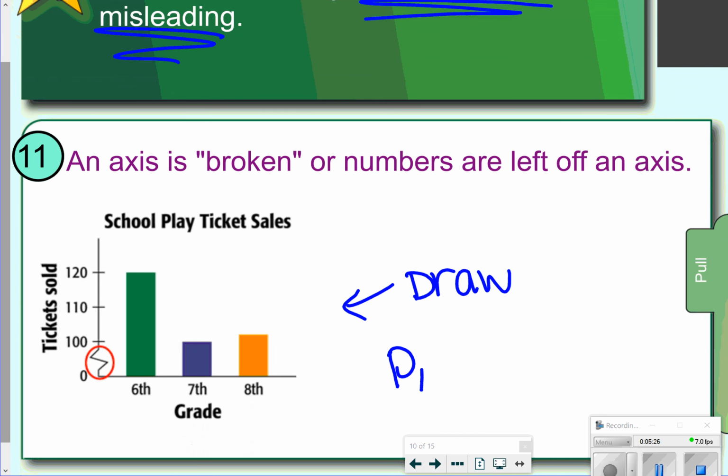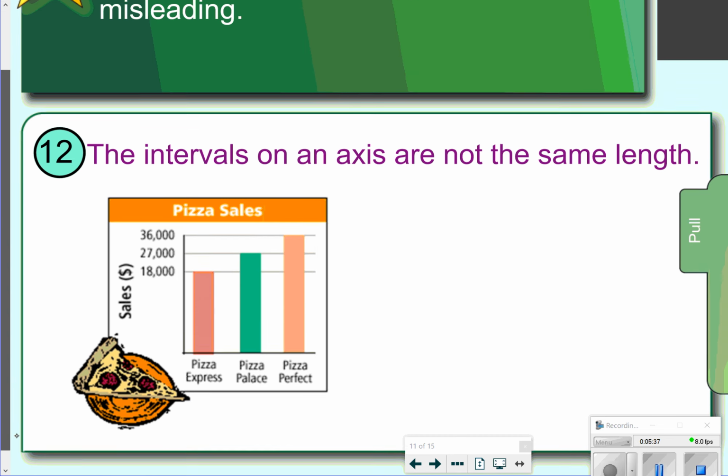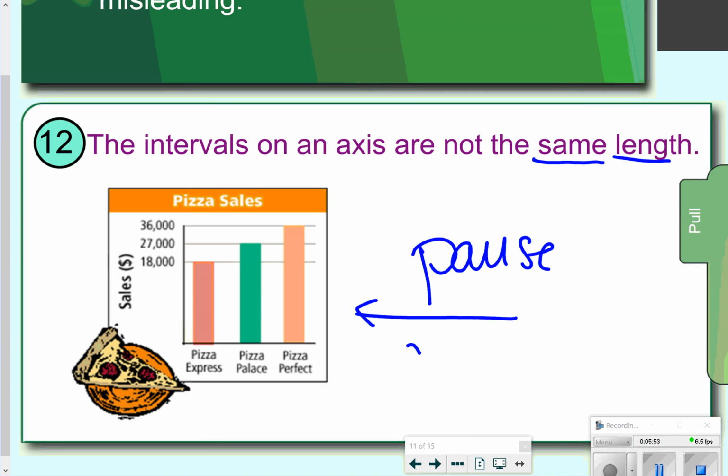If you need to, let's go ahead and pause here so you can finish writing down number 11, and once you're done, click play to see number 12. Next up, we have another way that it could be misleading. The intervals on the axis are not the same length. And again, this one's kind of pretty simple. You skip a whole big section and just have 18,000, 27,000, 36,000. Let's go ahead and pause here so you can write down and maybe even draw what different intervals look like. And once you're done, click play to see 13.